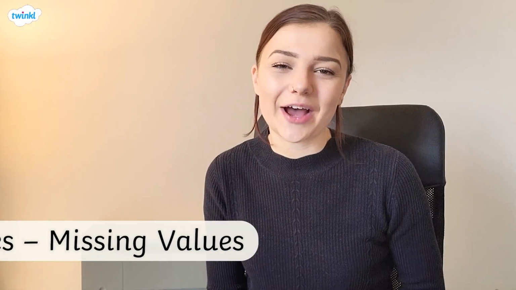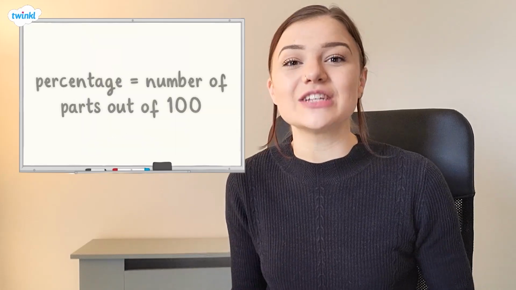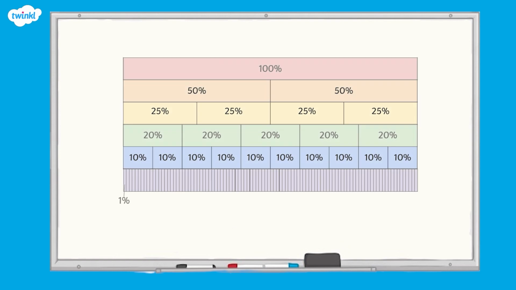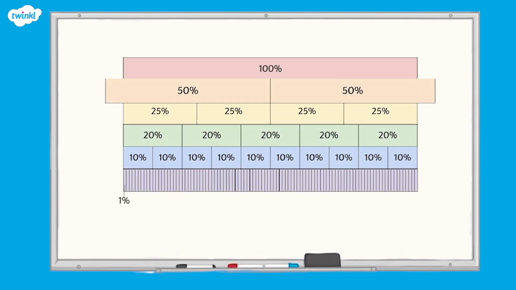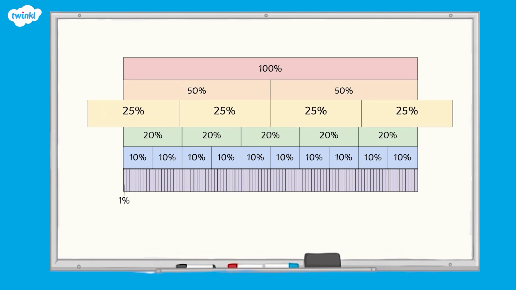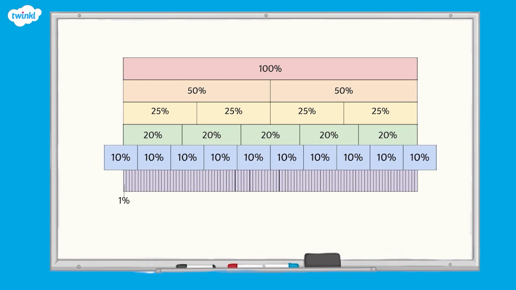This video is here to help you calculate missing values in percentages. If you haven't already, it might be really useful to watch our other videos on how to calculate percentages of amounts. To recap, a percentage is the number of parts out of 100. This percentage rule shows the relationship between different percentages. For example, we can see that 2 lots of 50% make 100%, 4 lots of 25% make 100%, 10 lots of 10% make 100%, and so on.